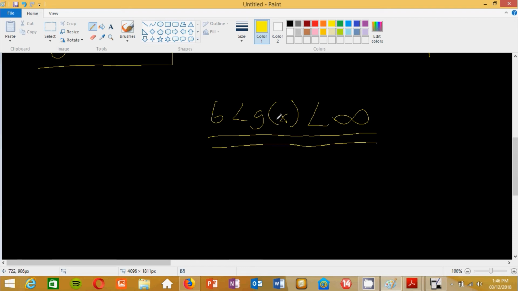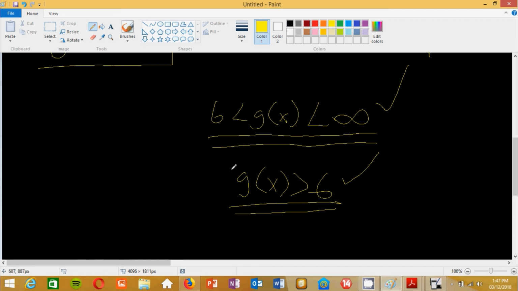And this is the range of my function. My g of x, it will never reach 6. It will always be greater than 6, but it will also never reach infinity, so it will always be less than infinity. So g of x is greater than 6 but less than infinity. And whenever you have a domain or a range that's written in terms of infinity on one side, you can always ignore the infinity and simply put it as g of x is greater than 6. This is correct. This is also correct. You can pick any one of them that you want to write. Any one of them is acceptable.